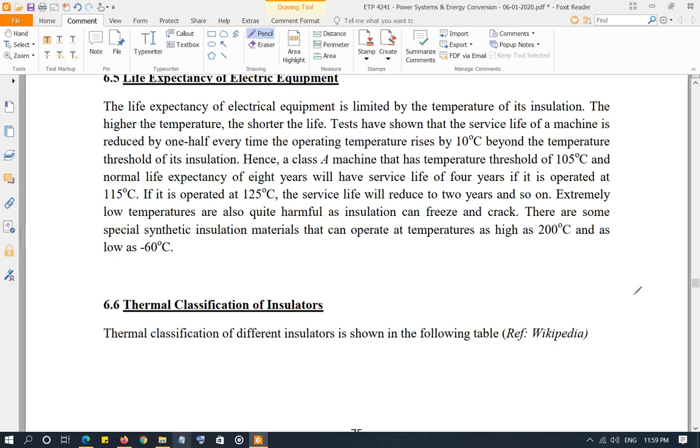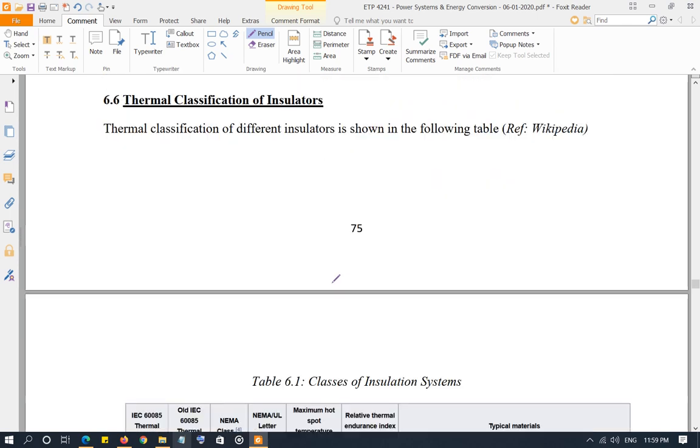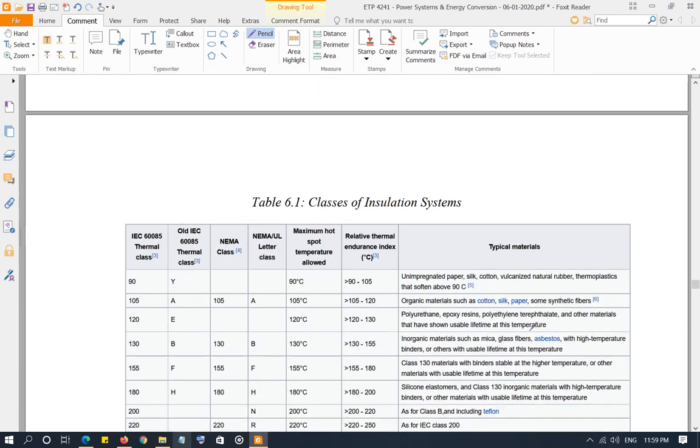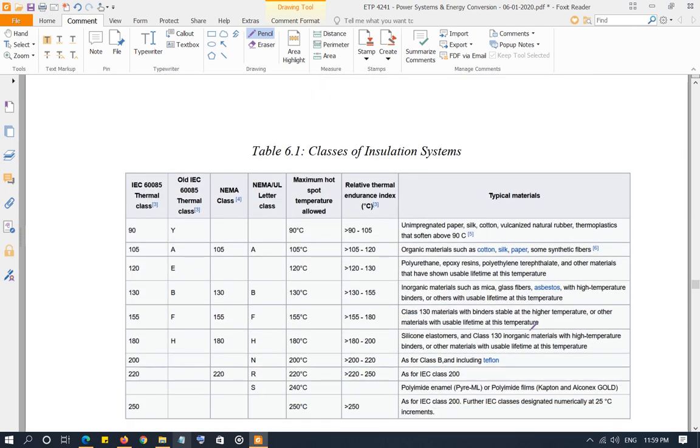It is given in this section, so you can read them. Again, thermal classification, I picked this table from Wikipedia. I think a similar table is in your book, not as detailed, so this table is pretty good.